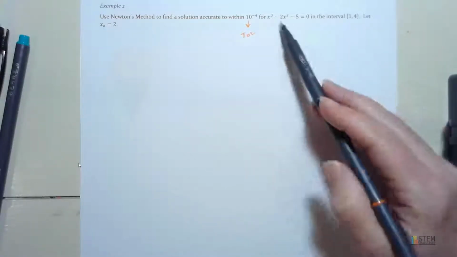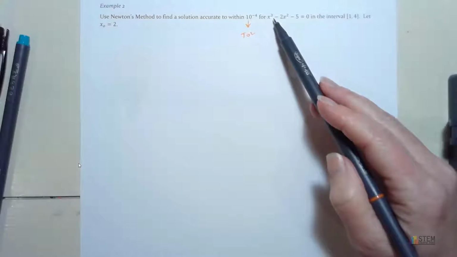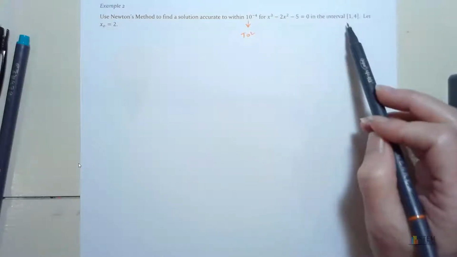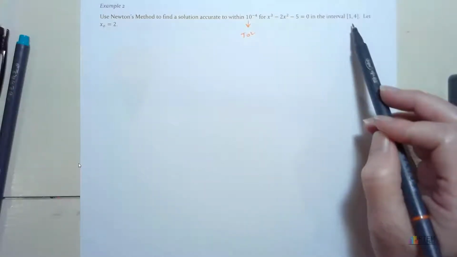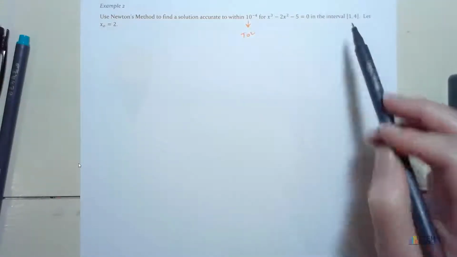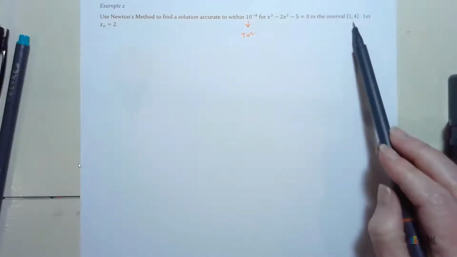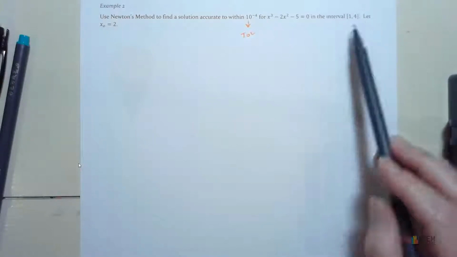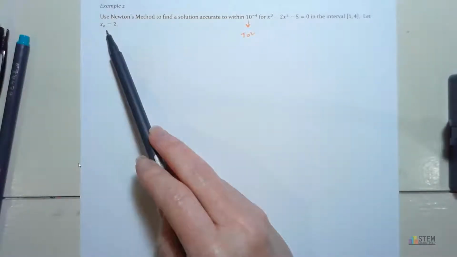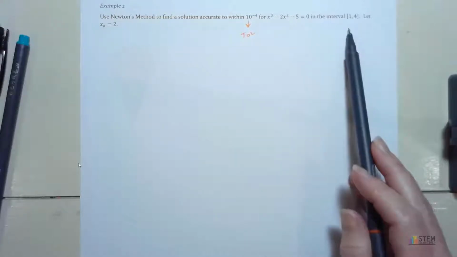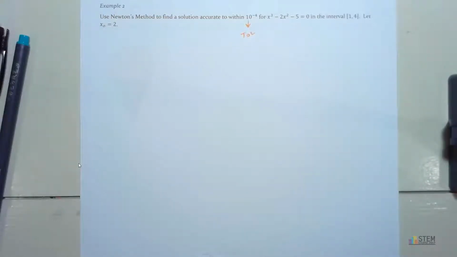Obviously this is a cubic function, so it's going to have 3 roots. And you're going to have to specify which one you're looking for, because you would have to run this method 3 different times to get the 3 roots. So we're looking for the one in this interval. And my initial guess, I just said it was 2 because that falls in that interval.